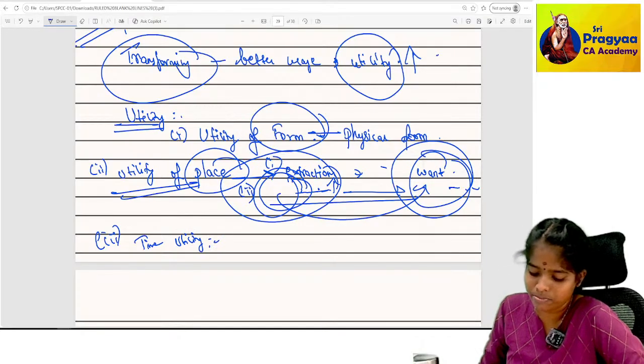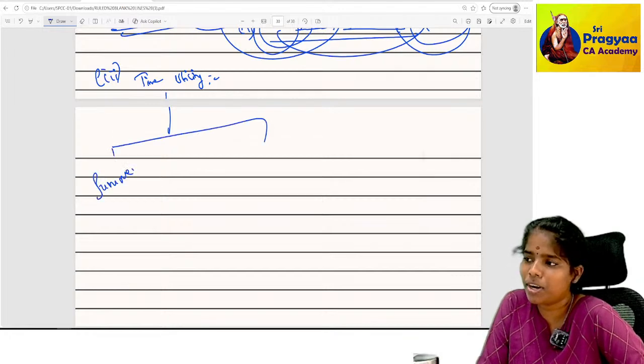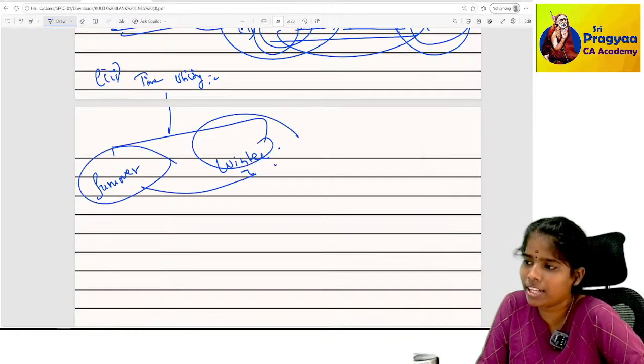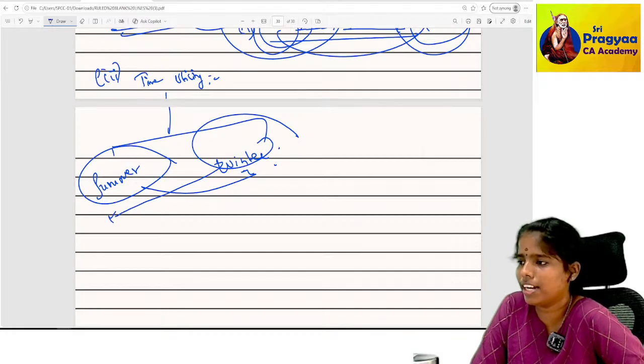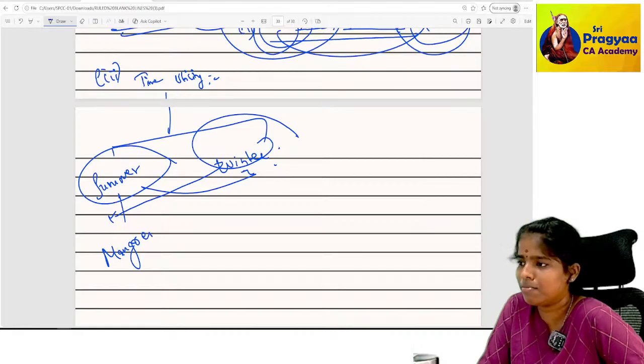Time utility, na, certain products are available in summer. Certain products are available in winter. But in the summer la irukra products winter liyum thevapadalam. Winter la irukra products sila perukku summer liyum thevapadalam. Correct? For example, mangoes. You will get mostly in this season, summer season.